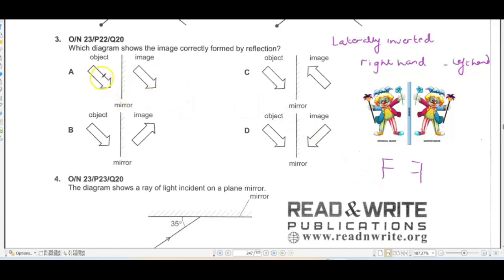So in option A, the object is the same, the image is the same, so this is not correct. In option B, the arrow is pointing in the downward direction and the image arrow is pointing in the upward direction. No, this is not how it happens. Over here, the object arrow is pointing in the downward direction and the image in the upward. So this is also not correct. So D is the correct option where, for example, if this was over here, it would now be over here. So this is lateral inversion.